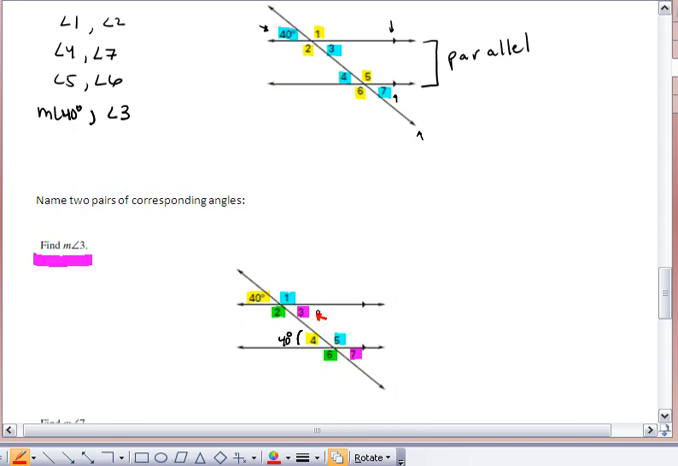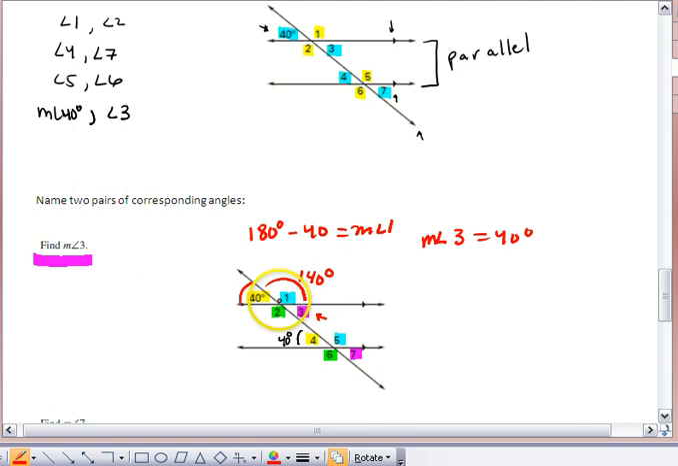We know that this angle is 40 degrees and angle 3 is vertical to it, so we should be able to assume that the measure of angle 3 equals 40 degrees. But let's prove it. If this is 40 degrees, then this angle, angle 1, forms a straight line with that 40-degree angle. So if we take 180 degrees and subtract 40 degrees, it should give us the measure of angle 1. So 180 minus 40 equals 140. So this angle would be 140 degrees.